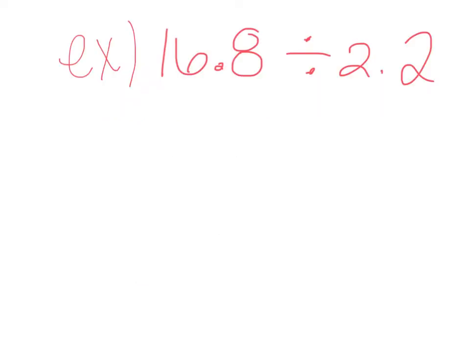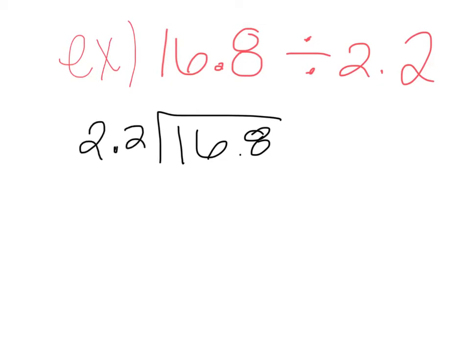So I have 16 and 8/10 divided by 2 and 2/10. 16.8 is going under the house because it's being divided by 2.2. So I'm going to move my decimal over 1, put my decimal up here. 22 goes into 1 0 times, 16 0 times, and it goes into 168 7 times. So it goes in 7 times, which is 154.